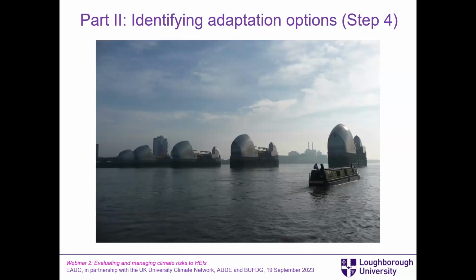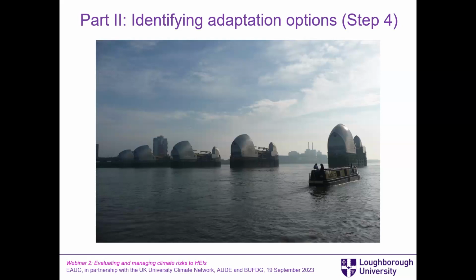How do we go about identifying adaptation options? And of course, not every adaptation option is as grand as the Thames Barrier. This is often shown as the iconic realization of adaptation to climate change, protecting London's population and infrastructure from rising sea levels and storm surge, as well as increased river flows. We are going to be thinking about much more humble but nonetheless effective ways of adapting to climate change at our individual institutions.